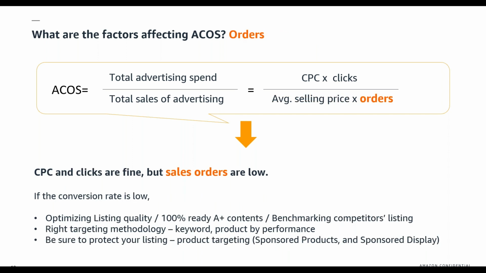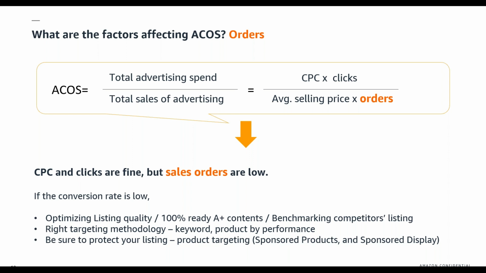And then, of course, in terms of lowering the ACOS, the solution here is to increase the number of orders. So this means that you need to improve your conversion rate. And for conversion rate, there are honestly three super important points. Number one is definitely always to optimize your listing quality.